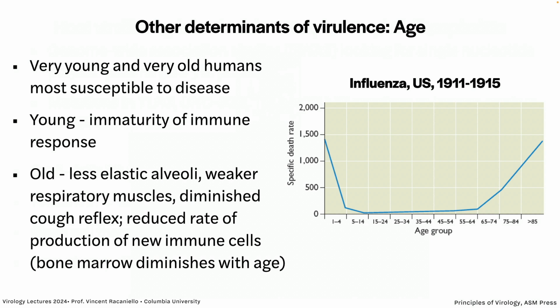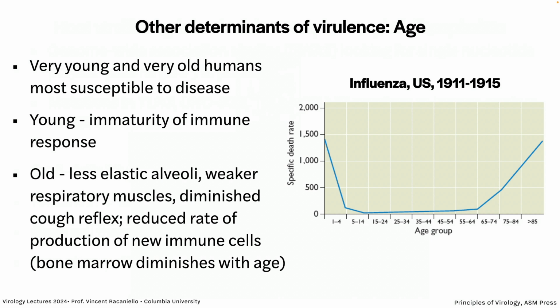But other determinants include age. And the example here is influenza virus. As you can see here, this is a map of influenza virus in the US between 1911 and 1915, so just before the pandemic of 1918. And you can see that the specific death rate was very high in young people, and then it became low. And then in older people, it went up again.